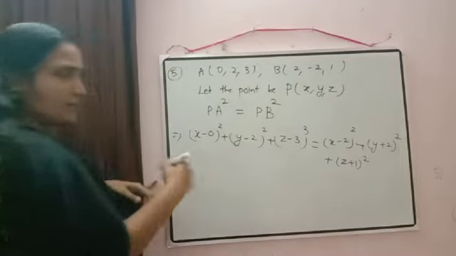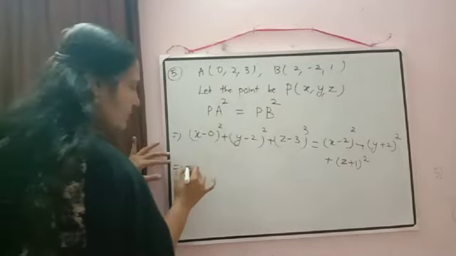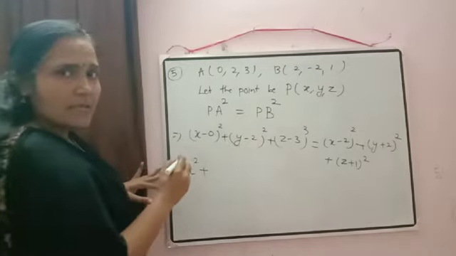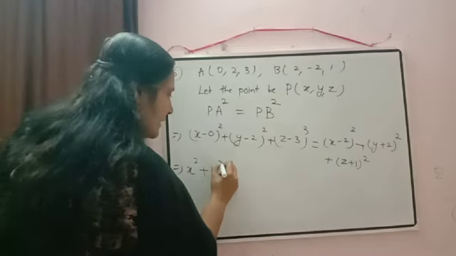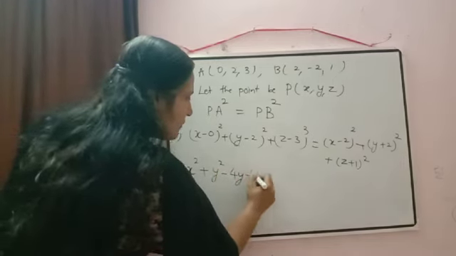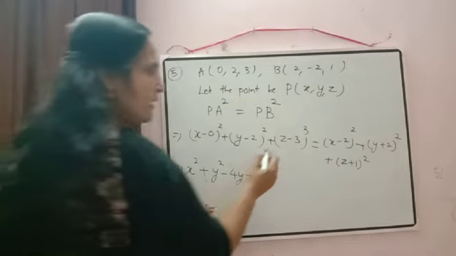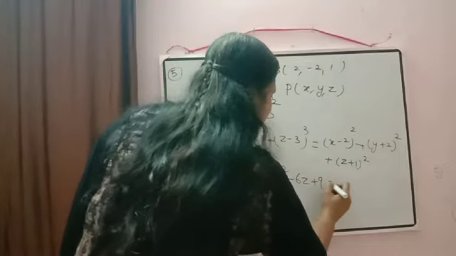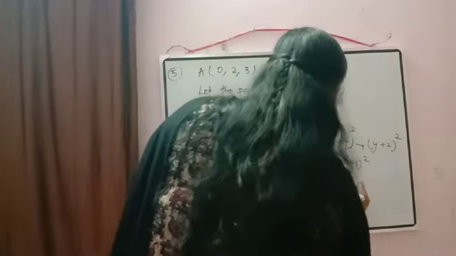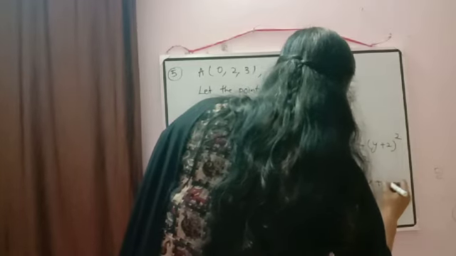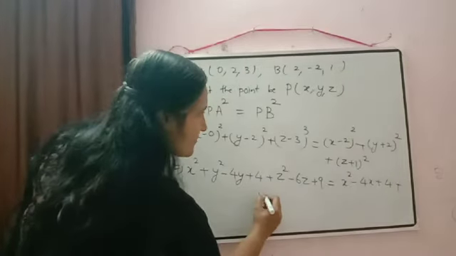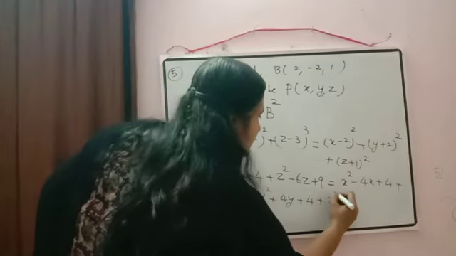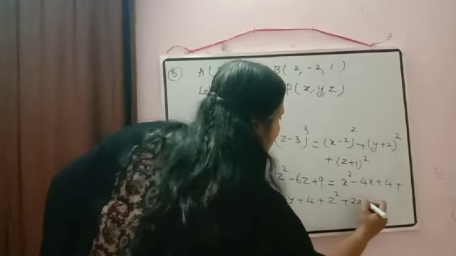Now we will simplify it using identity. x minus 0 the whole square will be equal to x square. Here use the identity a minus b the whole square. Then what will come? Yes, y square minus 4y plus 4, plus z square minus 6z plus 9, is equal to the right-hand side: x square minus 4x plus 4 plus y square plus 4y plus 4 plus z square plus 2z plus 1.